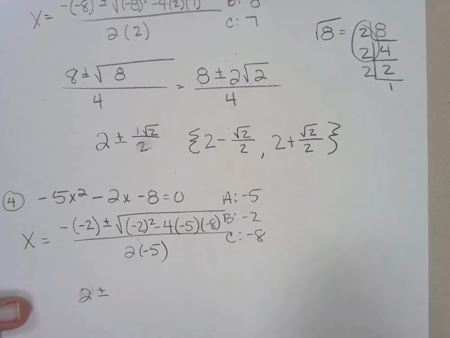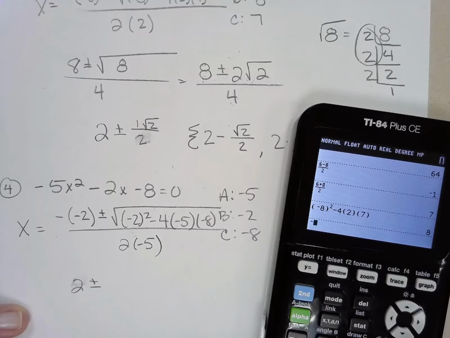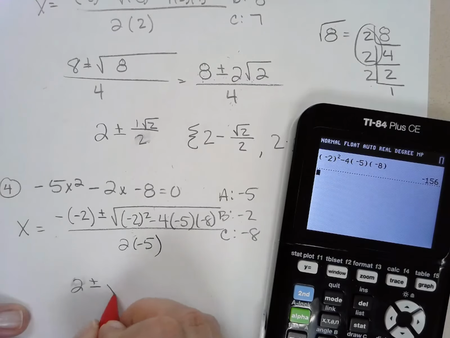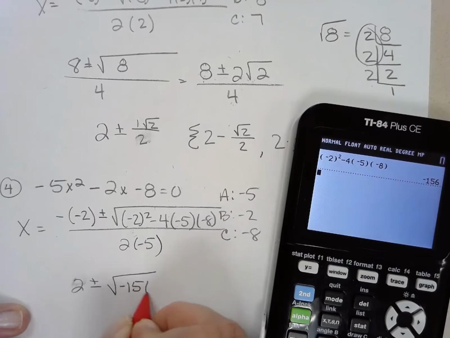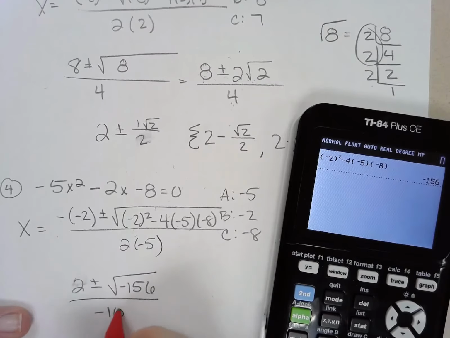And then we're going to go plus or minus, and we're going to take what's inside the house. We're going to take the discriminant. Make sure we get all our parentheses. Negative 2 squared minus 4 times negative 5 times negative 8. We get the square root of negative 156. And all of that is over negative 10.